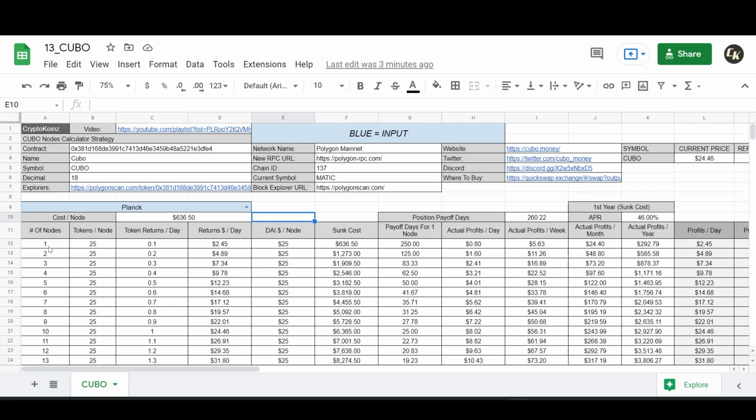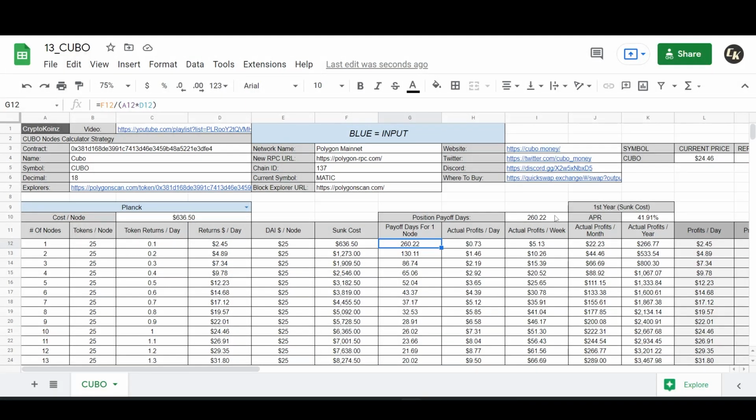If we look at the breakdown here on the table, this is a helpful table to give you the numbers in perspective. 1 node of Planck, tokens per node is 25, returns per day is 0.1, returns per day is $2.45. How much DAI you need per node is $25. So the total sunk cost is the cost per node, 25 nodes plus DAI, and it gives you the sunk cost here. Payoff days for 1 node is 260 days. And you also have here position payoff.